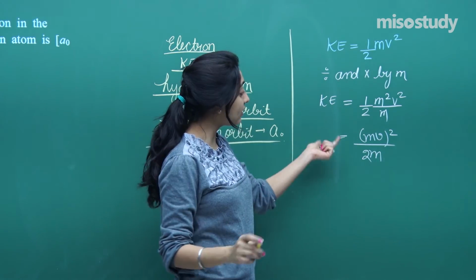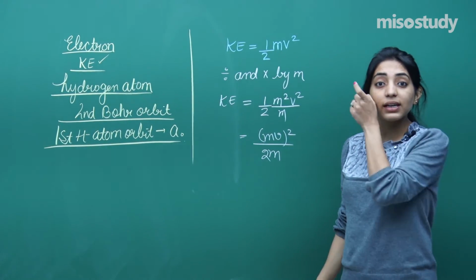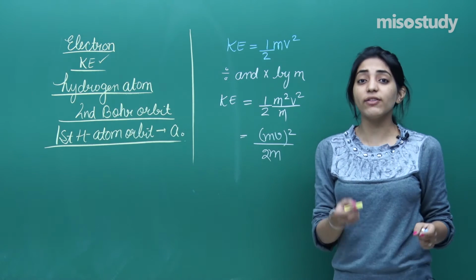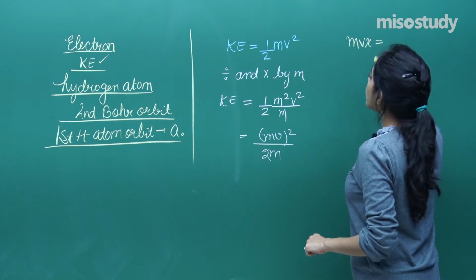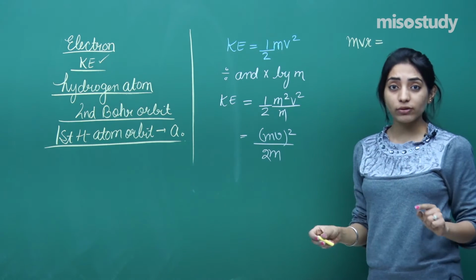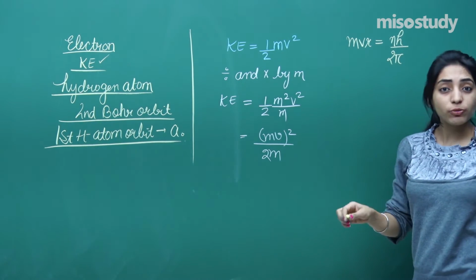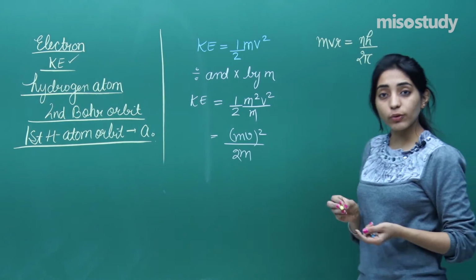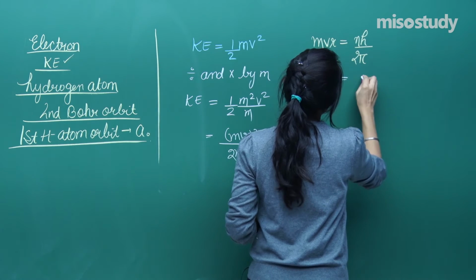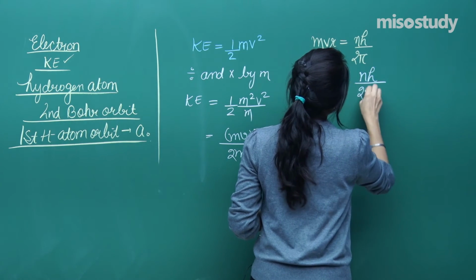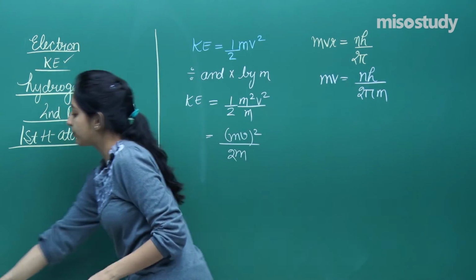Now see, as soon as I see this word mv, one very good obvious thing comes to my mind, and that is the statement which was given by Bohr, according to which we say that the angular momentum of the electron moving around the nucleus is an integral multiple of h by 2 pi, right? So that is mvr is equal to nh by 2 pi. From here, can you get the value of mv, which is nh by 2 pi? So mv is equal to nh by 2 pi r.